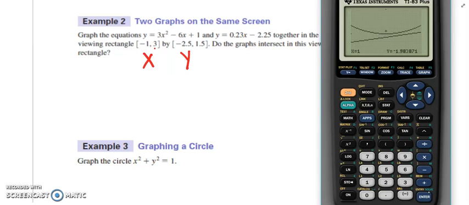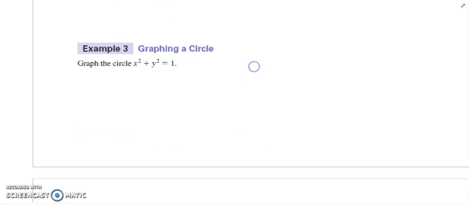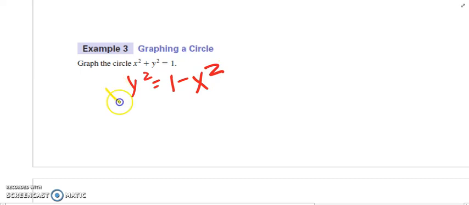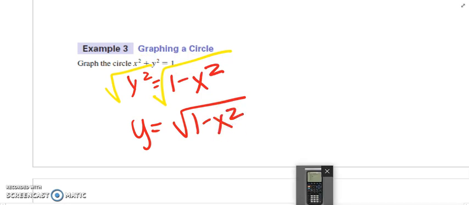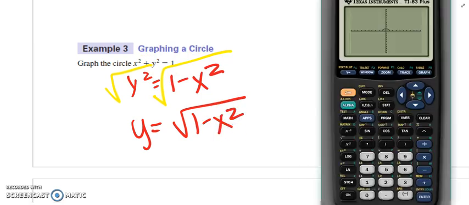Example 3 says graph a circle. In here I can only type y equals. And so I'm going to have to solve this equation for y. When I do that, if I were to have you do this, most of you would probably do something like this. And then I'd say, what do you do when I need to solve for y after taking the square? You'd say take the square root. And we would probably get something like this. And that's great. And when we plug that in, this is what we get. So you can see my y equals, and you can see my graph.